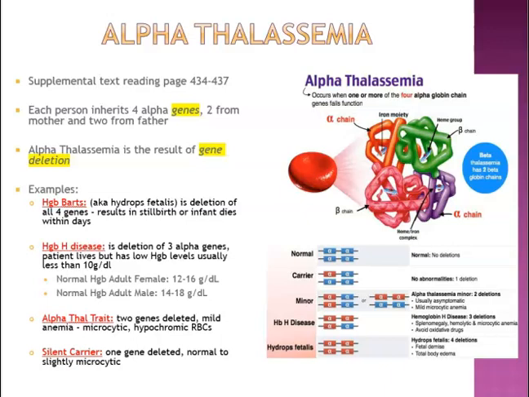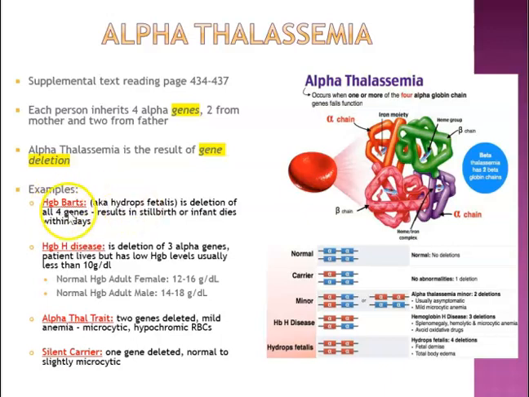So the first example would be if you had all 4 alpha genes deleted. This is known as hemoglobin Bart's, or it's also called hydrops fetalis. And this usually results in stillborn infants, or the infant dies shortly after birth, within days. And again, this is if all 4 of the alpha genes are deleted. It usually results in fetal demise and total body edema. Edema means swelling or excess of fluid.